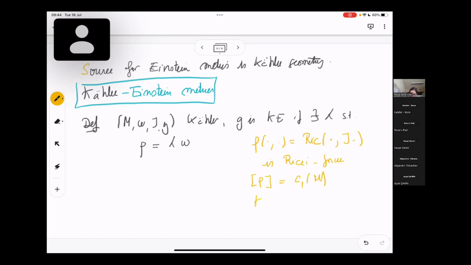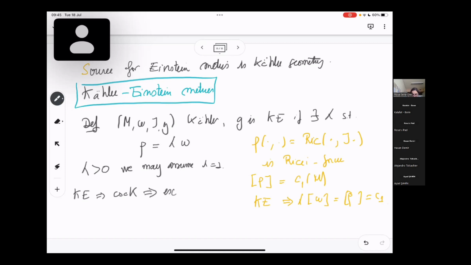So Kähler-Einstein implies that the class of the Kähler form must be a multiple of the first Chern class. There's always a dichotomy in this Einstein story. I'm going to focus on lambda positive, and because of that, we may assume lambda is one. Kähler-Einstein, as we've said, has constant scalar curvature, and we have also said that constant scalar curvature implies extremal. I said this last time. And so this is the setting.